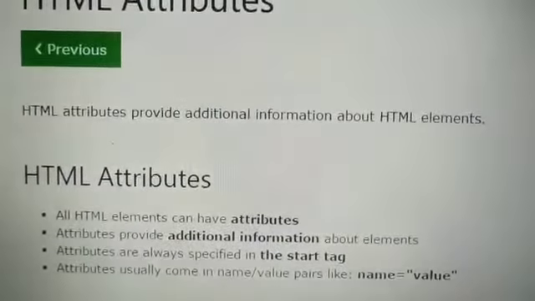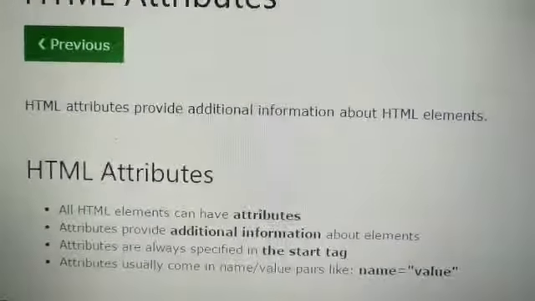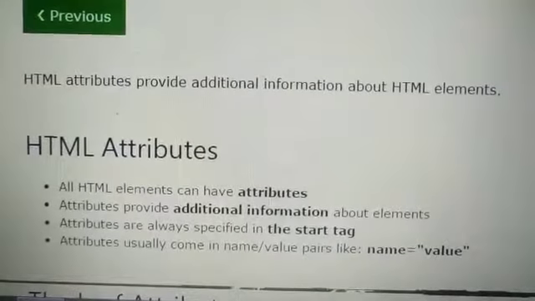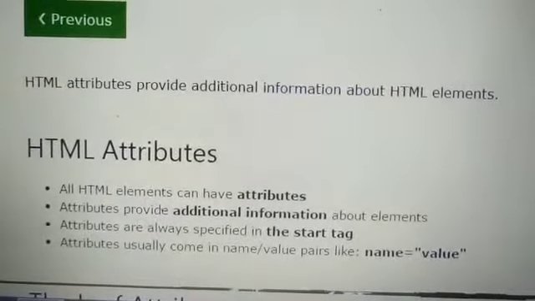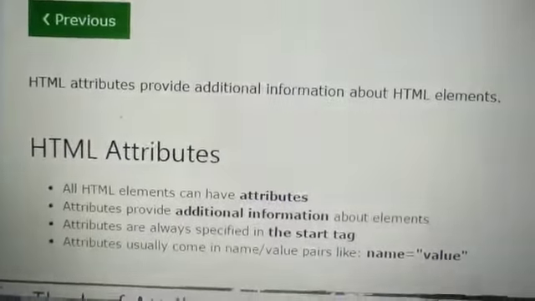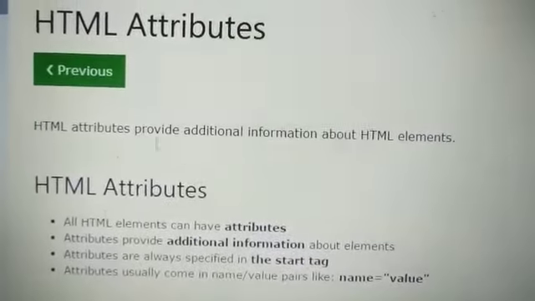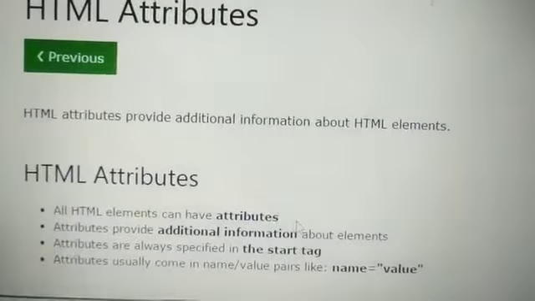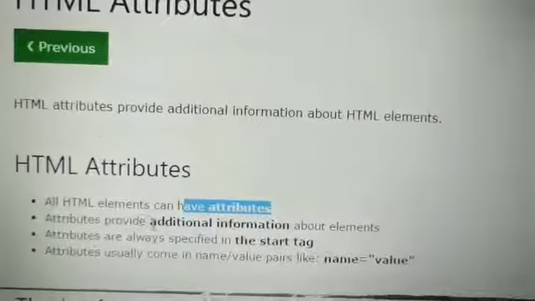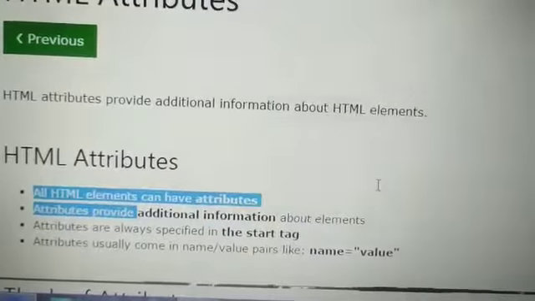So HTML attributes provide additional information about the HTML element. What are HTML attributes? All the HTML elements can have attributes. It means that all the elements that we are using can have these attributes. So what does it actually provide? It provides additional information about the element.